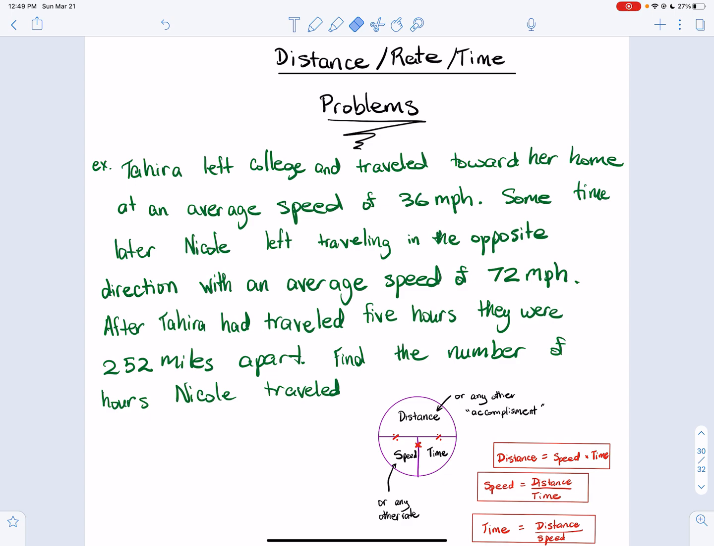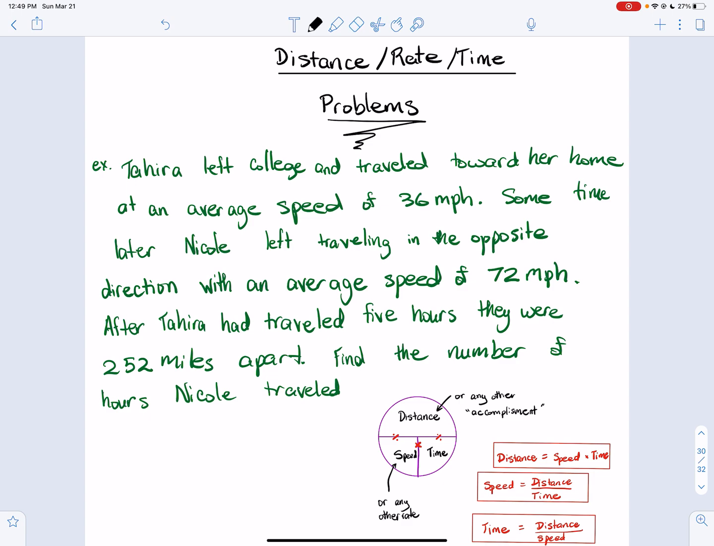Tara left college and traveled towards her home at an average speed of 36 miles per hour. Sometime later, Nicole traveled the opposite direction with an average speed of 72 miles per hour. After Tara had traveled for 5 hours, they were 252 miles apart, and we have to find out the number of hours that Nicole traveled.